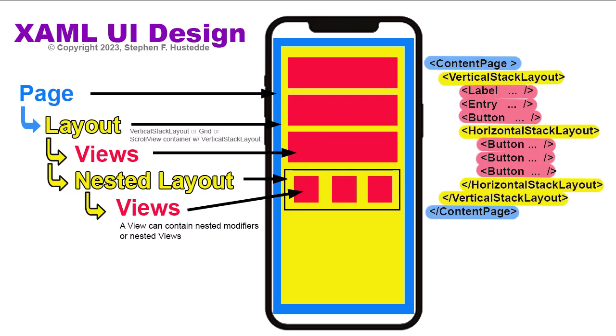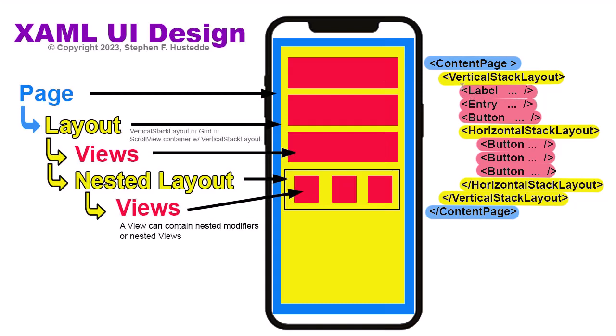The XAML code looks something like this. So every object is in tags, and we have an opening and closing tag. So you'll see the content page, there's an opening content page and a closing content page, and there's a slash in front of content page for that closing tag. Then we have the vertical stack layout that is embedded or nested inside the content page. And so we have an opening stack layout and a closing vertical stack layout. That then might contain a label, an entry, and a button.